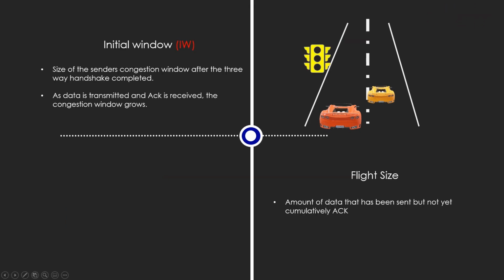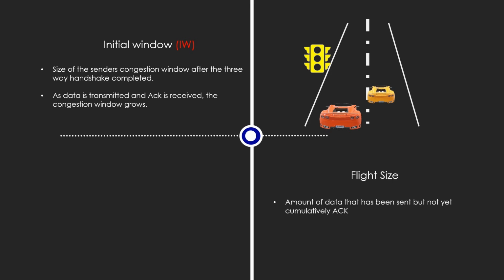So the initial window is the size of the sender congestion window after the three-way handshake is completed. So how many segments will it send just after the three-way handshake? This is what the initial window is. As data is transmitted and ACK is received, the congestion window gradually grows. Initial window is like the number of cars that are initially allowed to pass through the signal when it turns green. It represents the maximum number of data segments that can be sent by the sender.